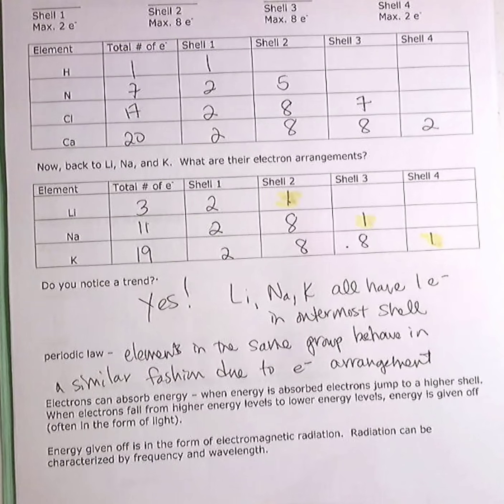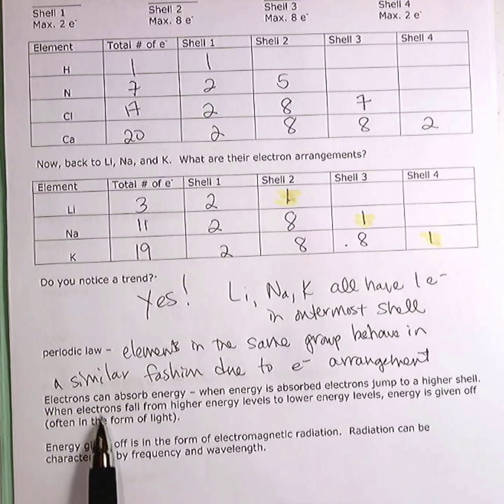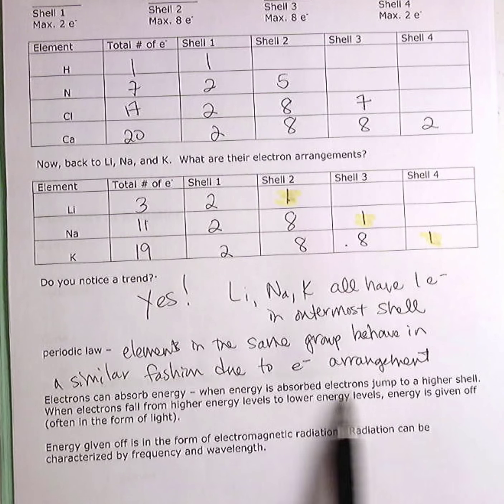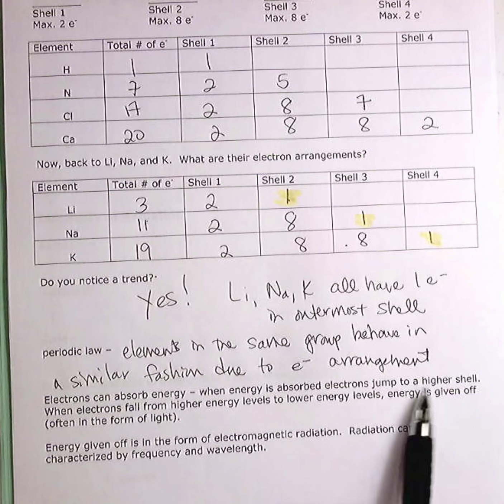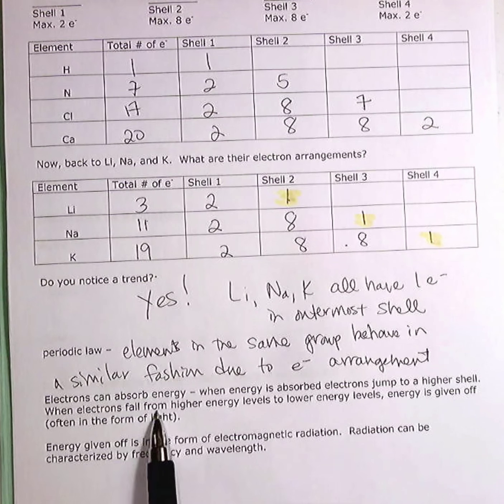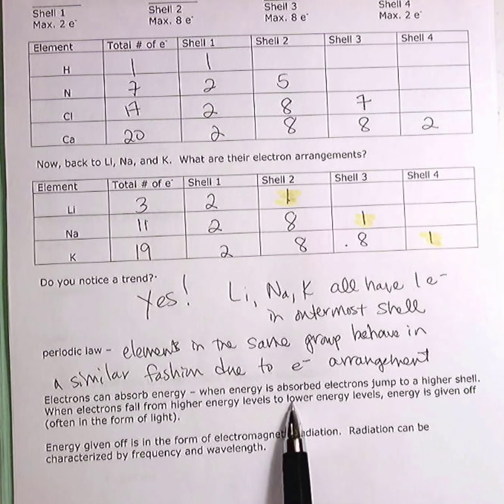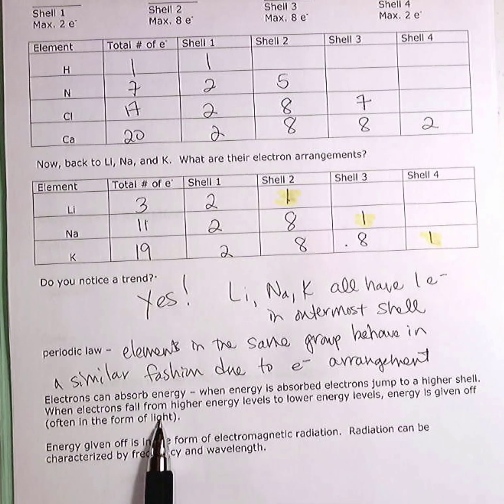Okay, and this is kind of a summary of what I was discussing. Electrons can absorb energy. When energy is absorbed, electrons jump to a higher shell. When electrons fall from higher energy levels to lower energy levels, energy is given up, often in the form of light. So think about fireworks.